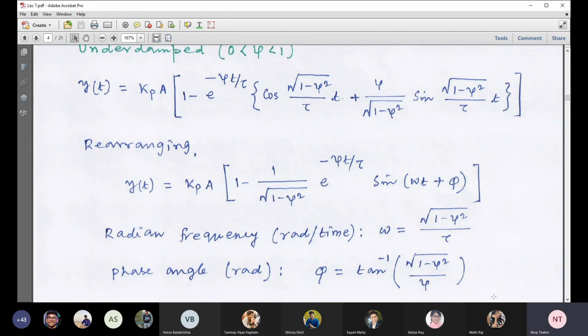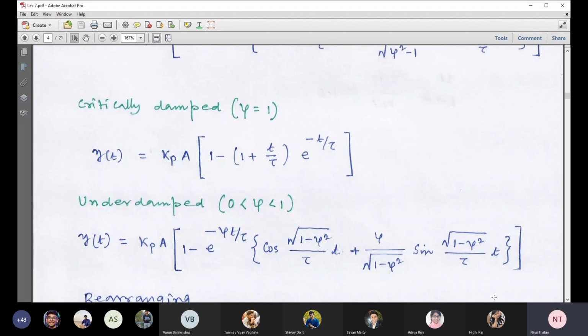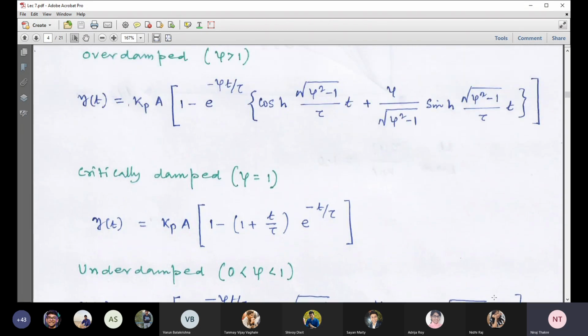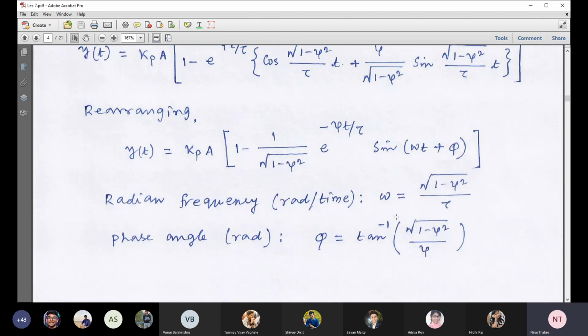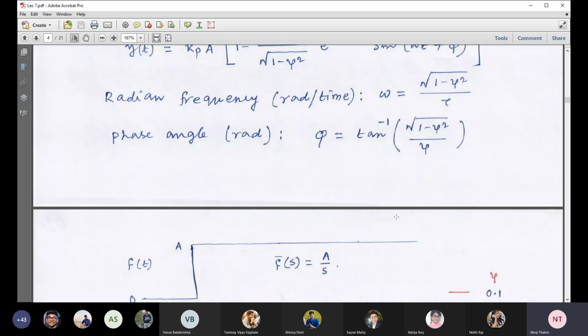Okay, so these are the three expressions for three different cases, and we will discuss different issues from these three equations. Mathematically, we'll analyze these three equations and find many features. Okay, so let us come to the next issue.